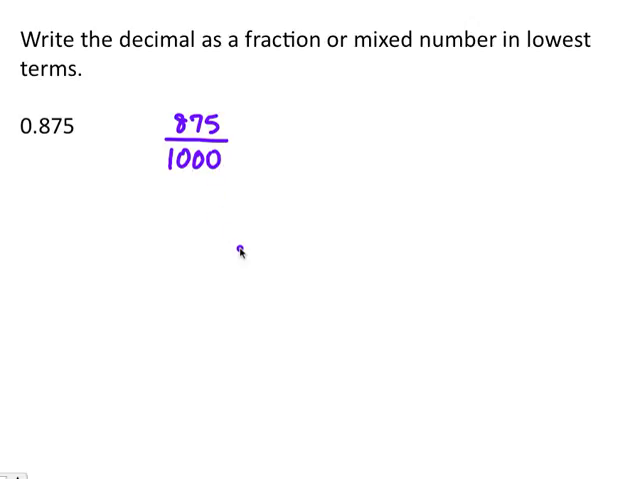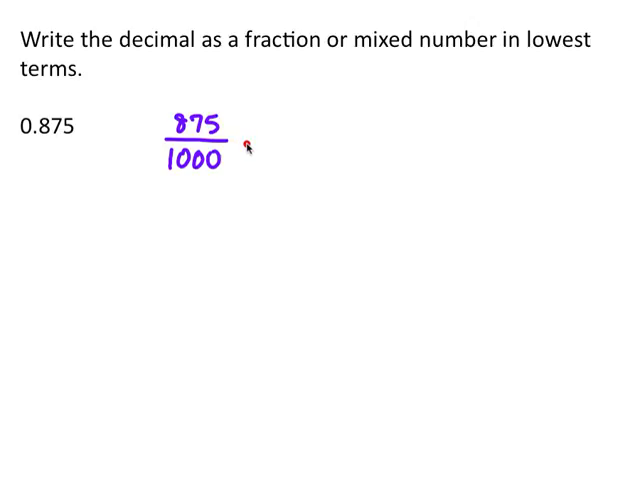Okay, now we need to reduce it. You could end up with some big numbers here, like these are, but in the denominator, it's always going to be 10 or 100 or 1,000. All of those end in zeros, so the only thing that you'll be able to divide into them is either 10, because it ends in a 0, or 5, or 2, because it's even. So that's all you'll have to check to see if one of those three will divide into the numerator.